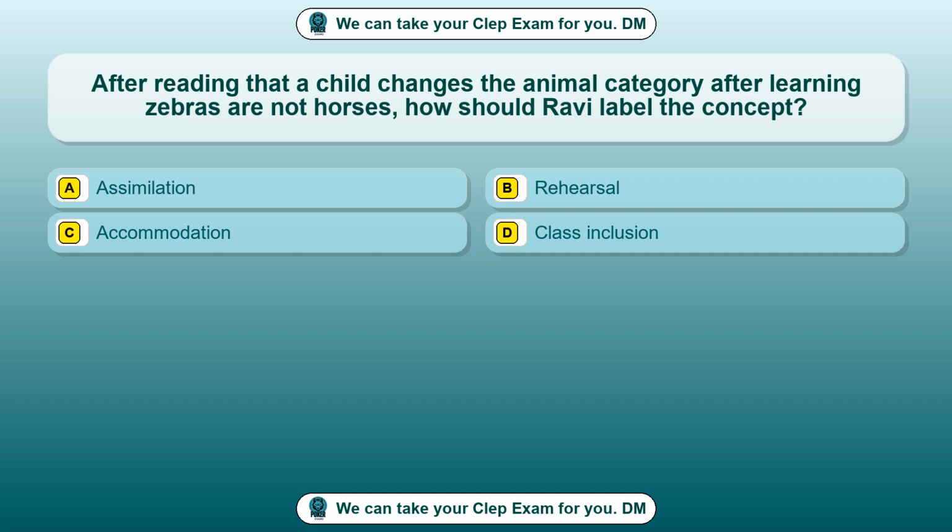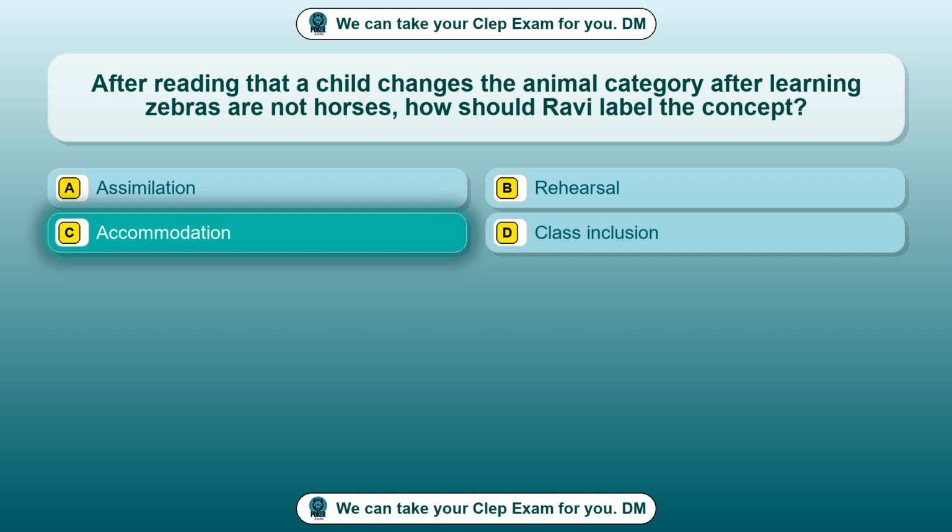Question 15. After reading that a child changes the animal category after learning zebras are not horses, how should Ravi label the concept? Option A, assimilation. Option B, rehearsal. Option C, accommodation. Option D, class inclusion. The correct answer is option C.